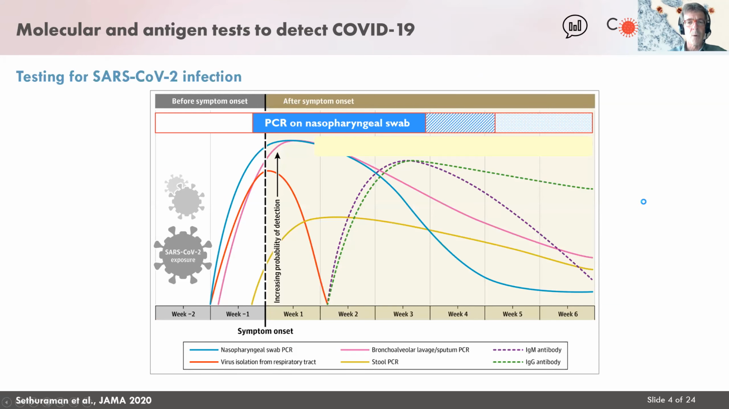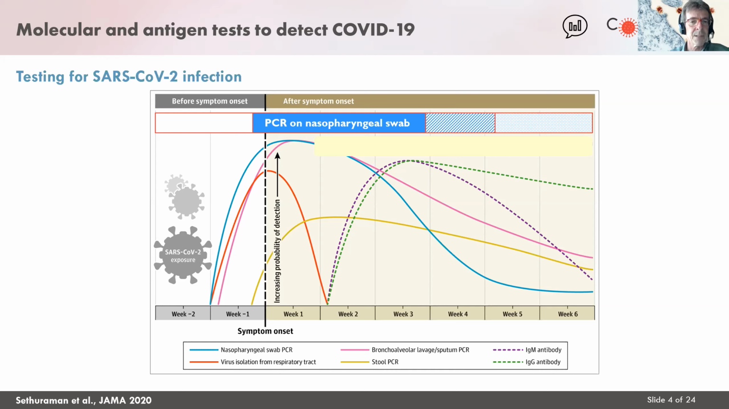And this is a widely used graph from a JAMA paper a while ago, and it shows the course of COVID and the infection. On the top bar, I have indicated where PCR on a nasopharyngeal swab is usually positive, and that starts about 2 days prior to onset of symptoms, importantly, so people are also potentially infectious prior to becoming symptomatic and thereby recognizable clinically. And then it lasts for a variable period of time.